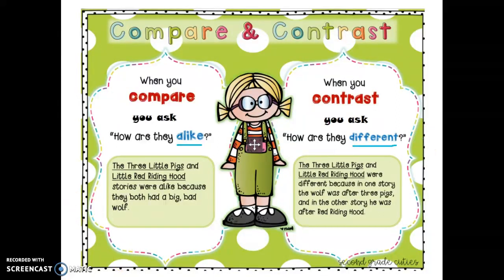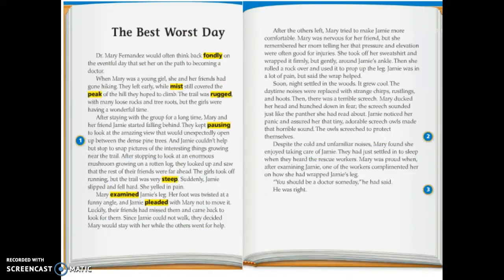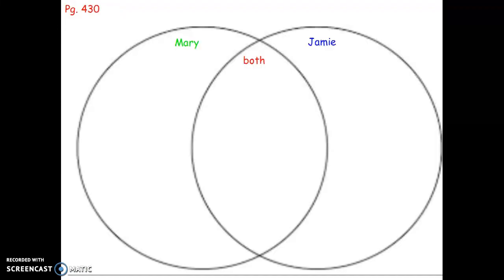So we are going to try this skill on a different story. I'm going to read the story, The Best Worst Day, for you, and when we're finished, we're going to compare and contrast the main characters from the story using what we call a Venn diagram. A Venn diagram is just a graphic organizer that we use when we're comparing and contrasting to help us organize our thoughts.